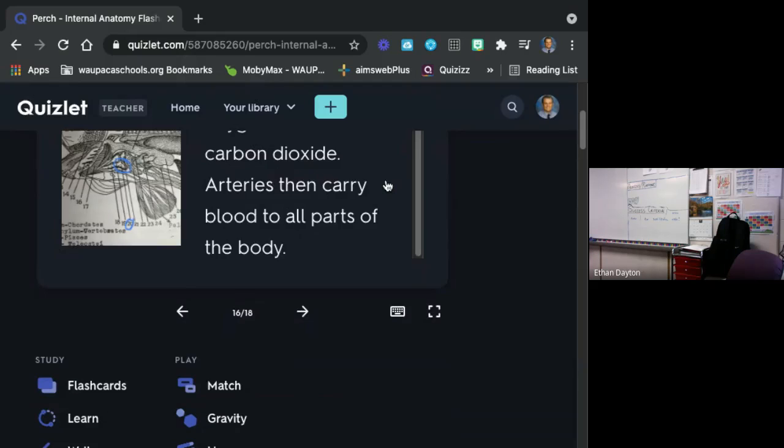But it only gets pumped once, unlike your body, which gets pumped again a second time so that it has more energy, or more force to get there. That's why I talked about the fish having to move its muscles. Yes?